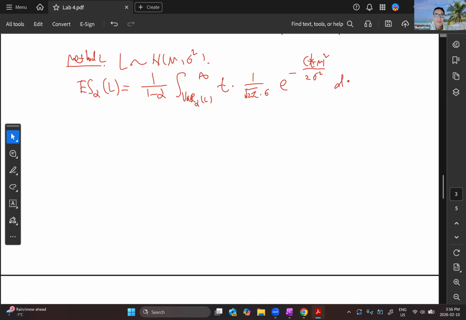This is dt. All right. If I use the second method, it will be this one. I need to do a change of variable. So I do a change of variable: (t minus mu) over sigma equals s. Right. So it becomes 1 over 1 minus alpha.